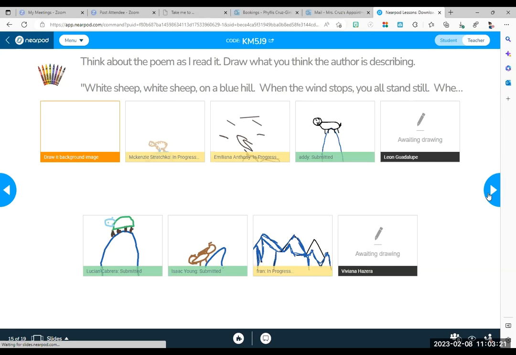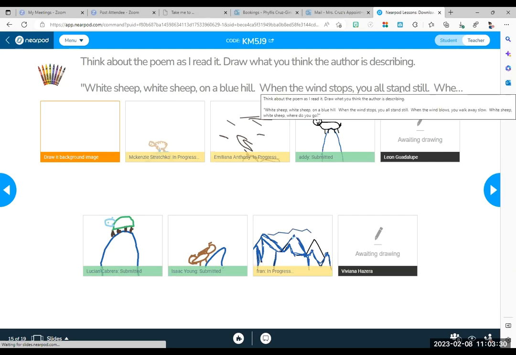White sheep on a blue hill. When the wind stops, you all stand still. When the wind blows, you walk away slow. White sheep, where do you go?